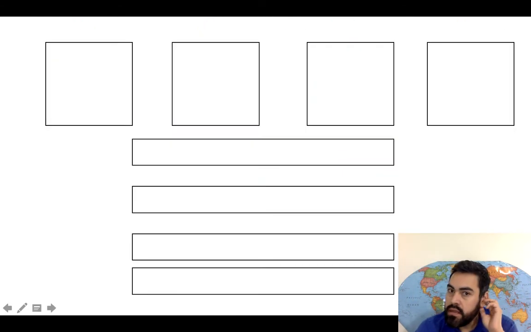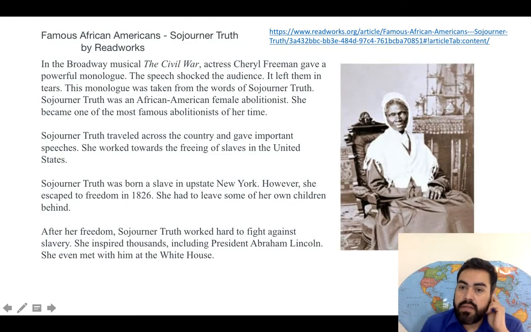So we're going to be using the flow map, remember your arrows, first, next, then, to illustrate the historical life of this woman. Her name was Sojourner Truth. I'm going to post a video that also talks about her. It's a cartoon animation, and it goes over her life and her accomplishments.